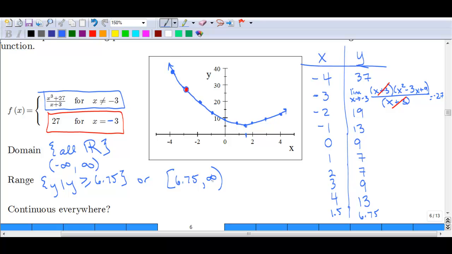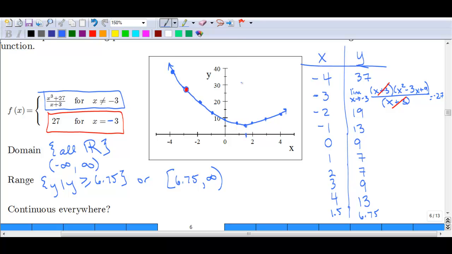So again, what we have going on here, we've got our graph here. We have this weird point right here that fills in the graph. And then we have the domain, we can plug any numbers in. The range, we only get an output of numbers greater than 6.75.